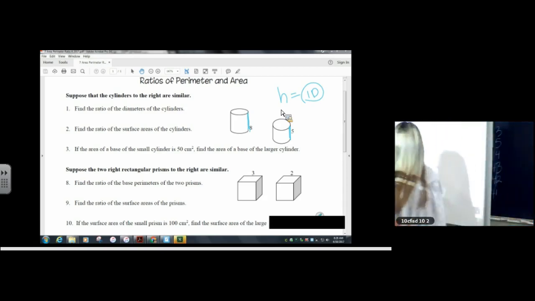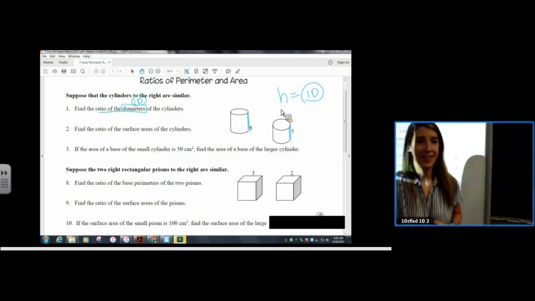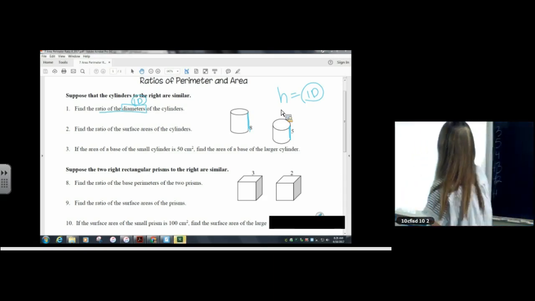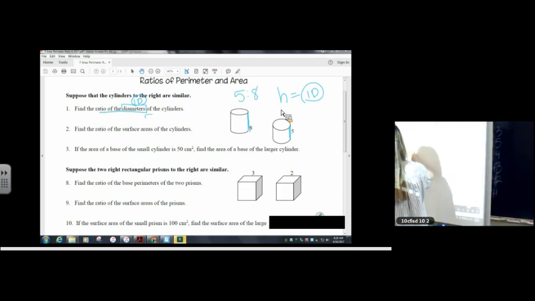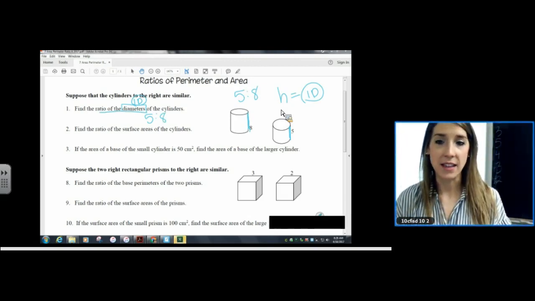one-dimensional. Find the ratio of the diameters. A diameter is a segment, just like a height is. So diameters are one-dimensional as well. So if the ratio of the heights is 5 to 8, the ratio of the diameters likewise is going to be 5 to 8. Does that mean that the diameters are 5 and 8?